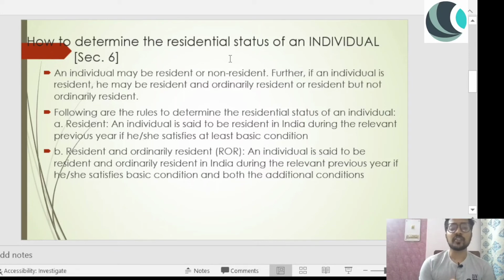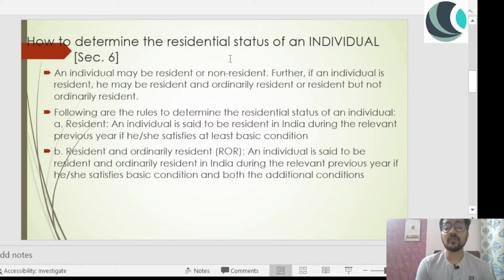So if I have to explain to you, let's suppose I'm an individual and an individual can be resident or non-resident. So either I could be resident or non-resident. But if I am resident, there are two bifurcations ahead. So I can be resident and ordinarily resident, or I could be resident and not ordinarily resident. So that's possible only if I am a resident. If I am non-resident, I cannot come into these categories. Following are the rules. There are certain rules that you have to follow.